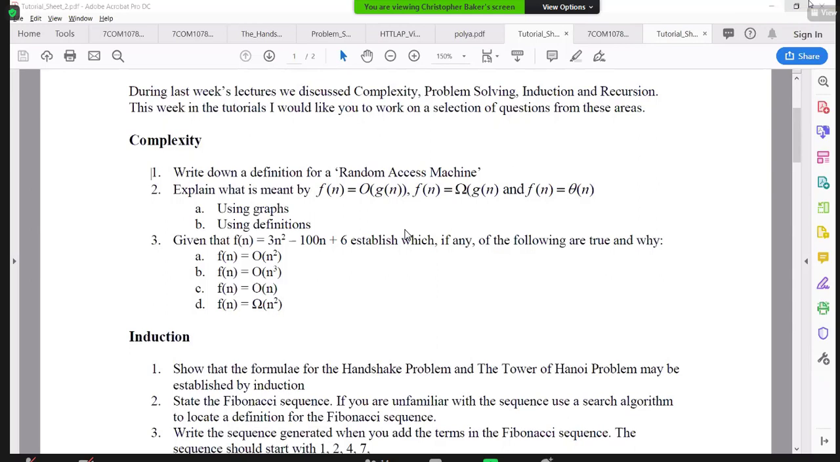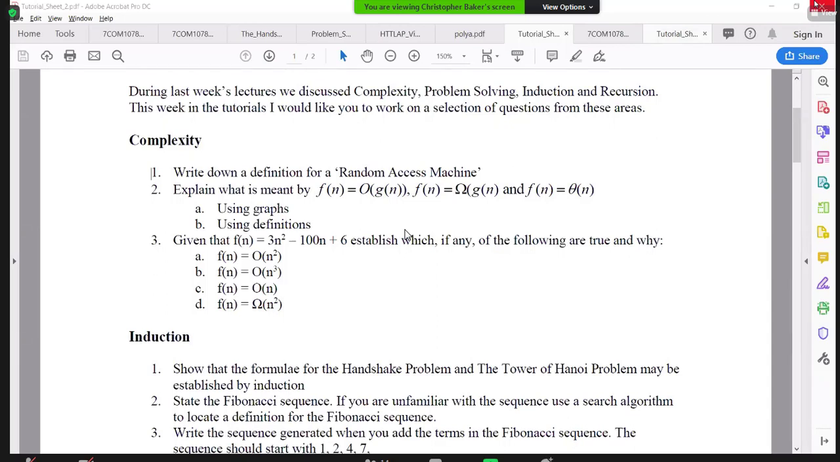Then we look at the complexity element: explain what we mean by f(n) is in big O of g(n), f(n) is in big omega of g(n), and f(n) is theta of g(n), using graphs first of all, and then using definitions. You've got to think about it again, looking at lecture notes, or alternatively, if you prefer, you can use Google, etc. But the point is you have to think about what it means in terms of complexity.